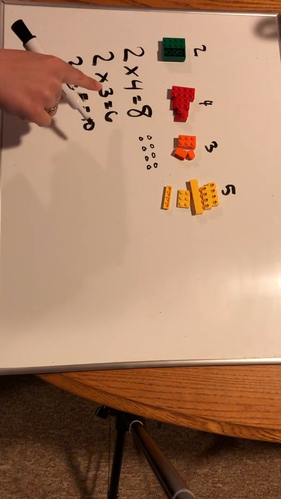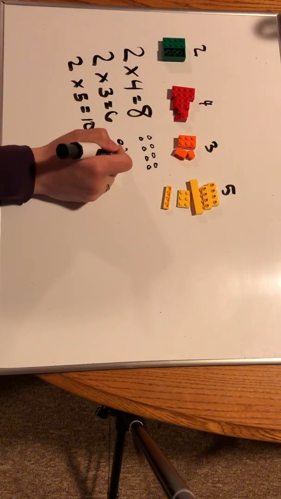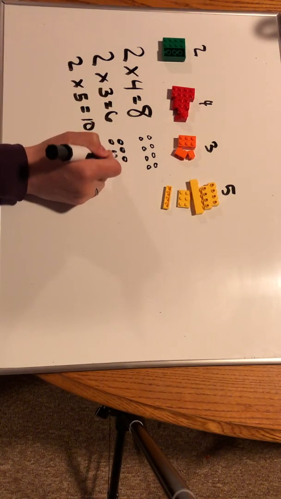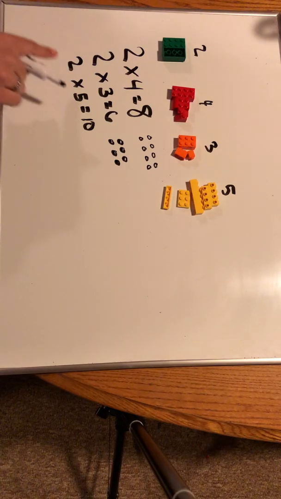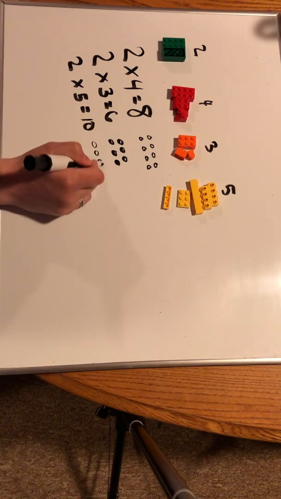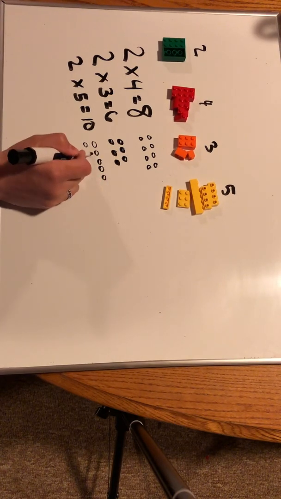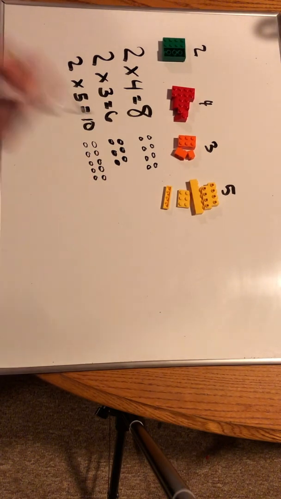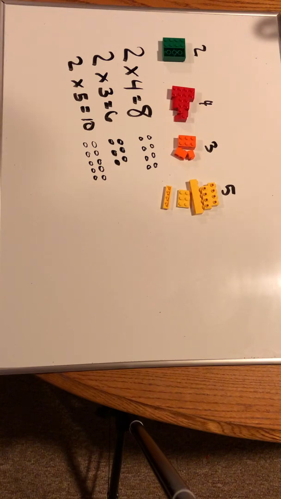2 rows of 3. 1, 2, 3, 1, 2, 3. 2 rows of 5. 1, 2, 3, 4, 5, 1, 2, 3, 4, 5. And you would do that for all of your other equations also.